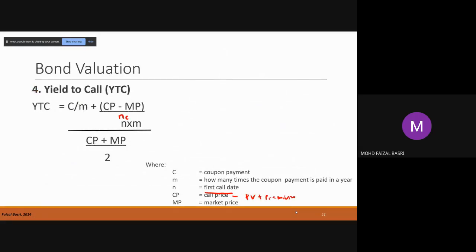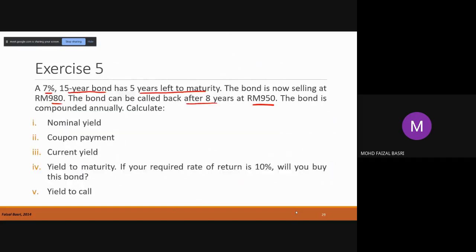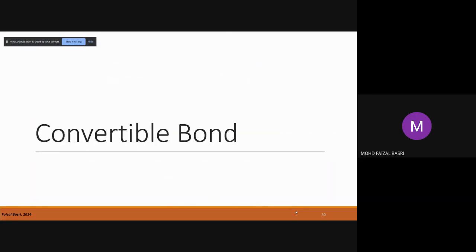So I recap, we have the value of bond, we have the current yield, we have YTM, yield to maturity, and we also have YTC, yield to call. Okay, so next one. This is more important sebenarnya, because based on past year, this subtopic, convertible bond, will appear in question number 1 every year ataupun every semester. For every past year questions, kalau you buka question number 1, it's all about convertible bond.